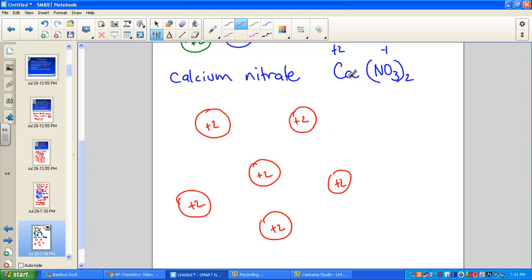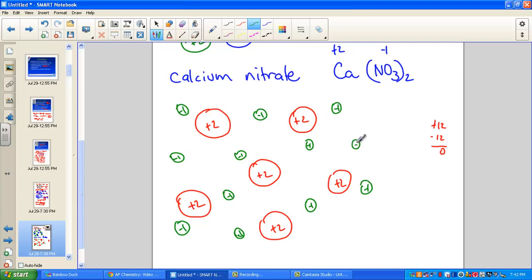If I have 1 positive, I need twice the value of negatives. So keep in mind here, 2, 4, 6, 8, 10, 12. We have a positive 12. We're going to need a total of negative 12 to give us 0. It means we're going to need 12 little circles of negative 1s. I'll make them half as big. Half the size represents half the magnitude of the charge. 1, 2, 3, 4, 5, 6, 7, 8, 9, 10, 11, 12. Calcium nitrate. Keep in mind, what we've done is saying for every 1 calcium, we had 2 nitrates, and that ratio would come out to be the perfect 1 to 2.